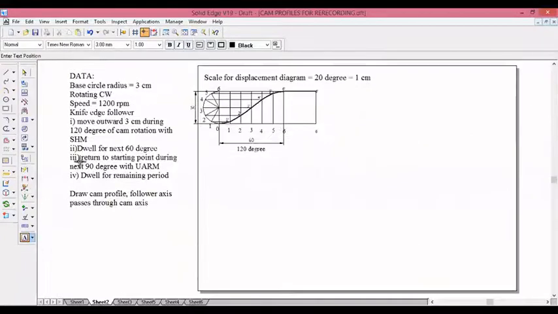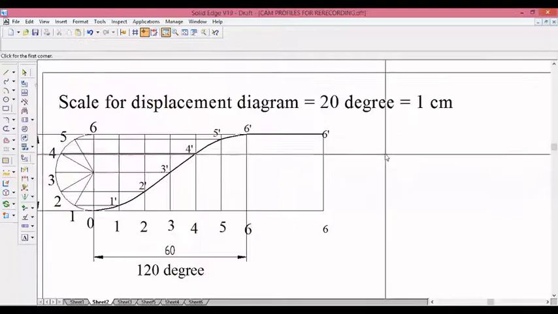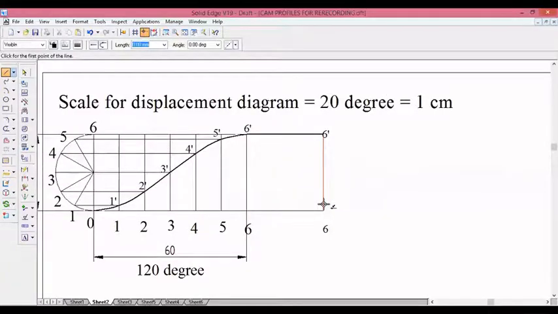The next data goes like this: return to the starting point during next 90 degree. So return is for 90 degree of cam rotation. 90 divided by 20 gives us a 4.5 centimeter line. So take a 45 mm length line from this point, and join 30 mm, complete this box. So this box is for the return stroke with UARM.